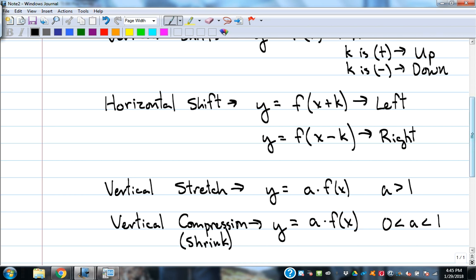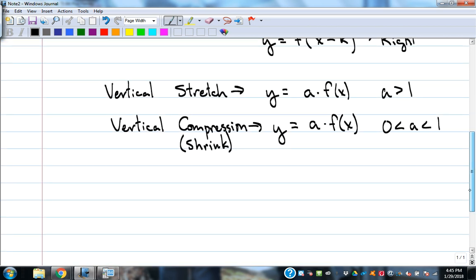All right, let's look at horizontal stretch and compression. Horizontal stretch.